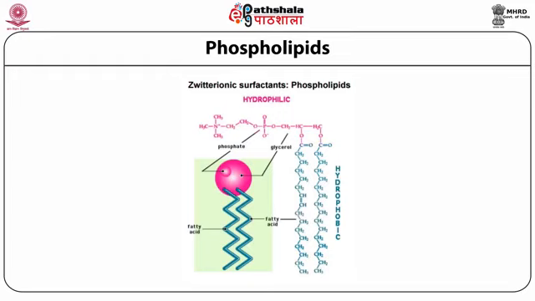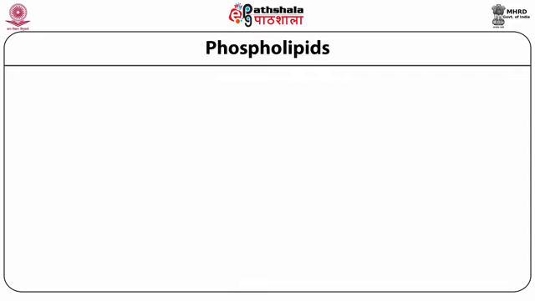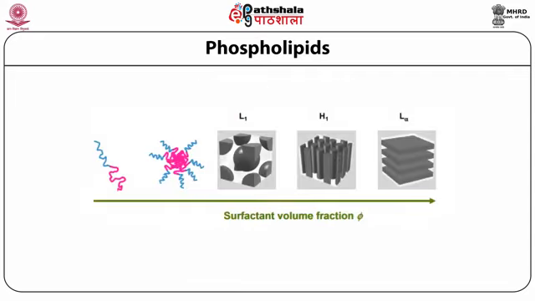In dilute solutions of surfactants, the molecules exist as isolated species. As the surfactant volume fraction increases, micelles are formed. Increasing this further gives rise to lyotropic mesophases, which are called liquid crystals or liquid crystalline phases. These phase transitions are shown in this slide.